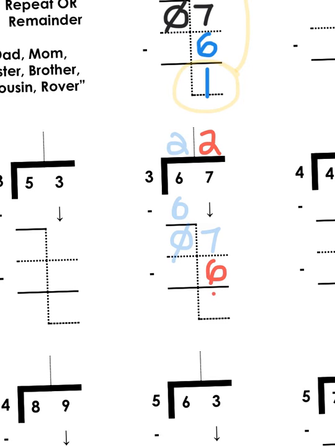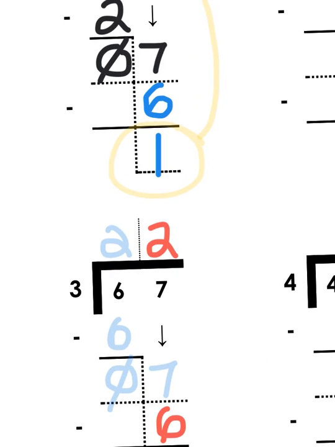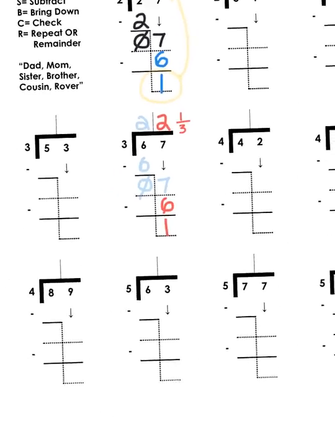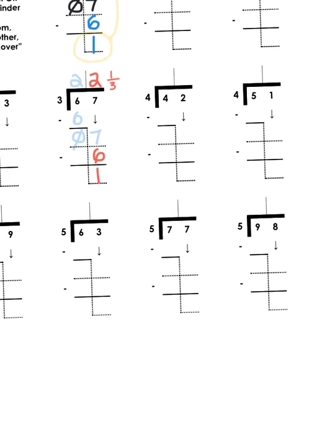So same process as the problem directly above it, but I get a different quotient. And it's 22, remainder 1. I think this time I'll represent the remainder as a fraction, 22 1/3. Let's look at one more. Let's do 77 divided by 5.